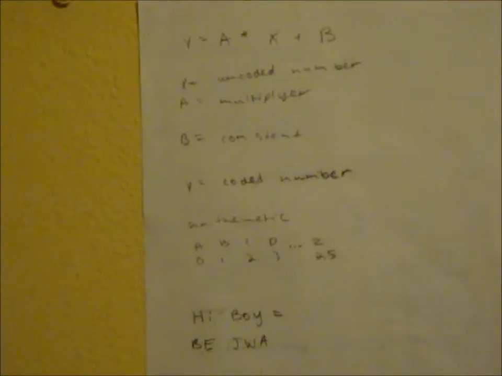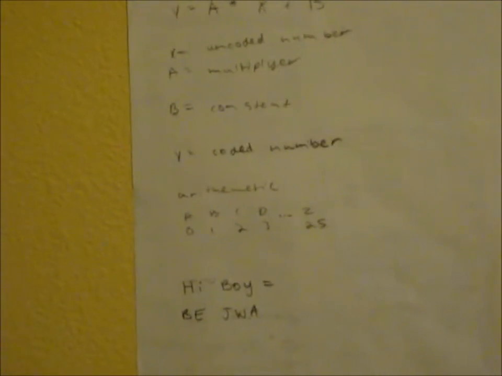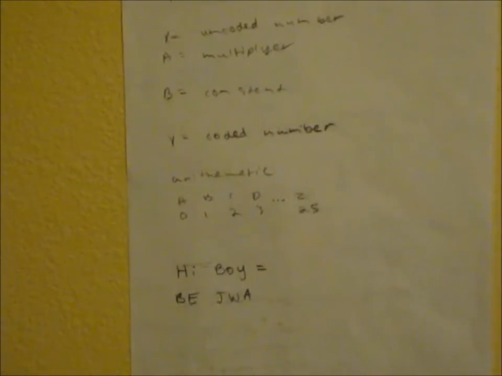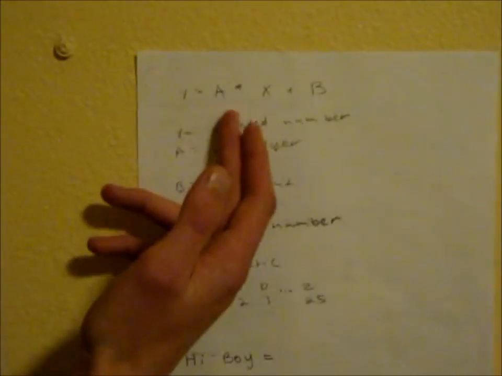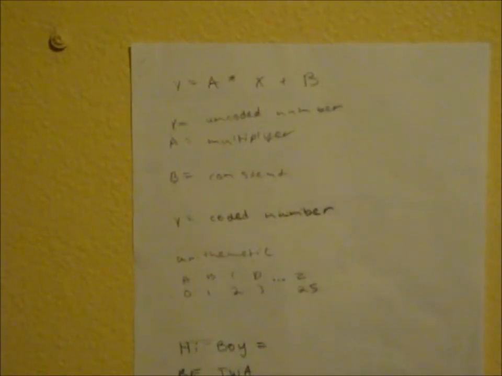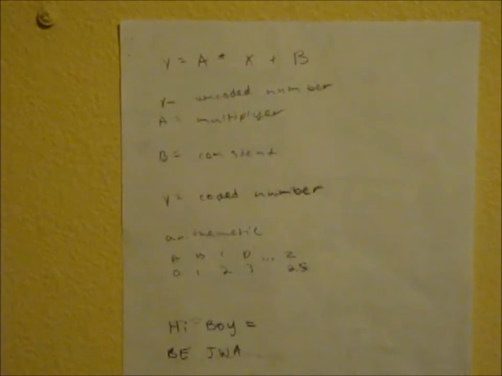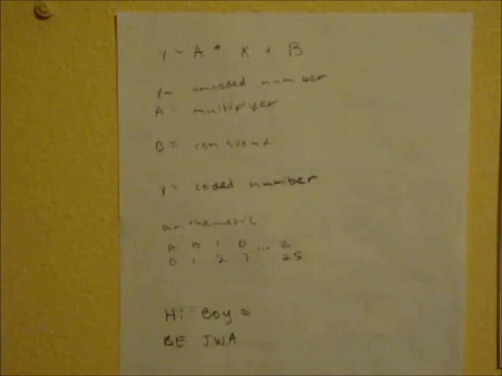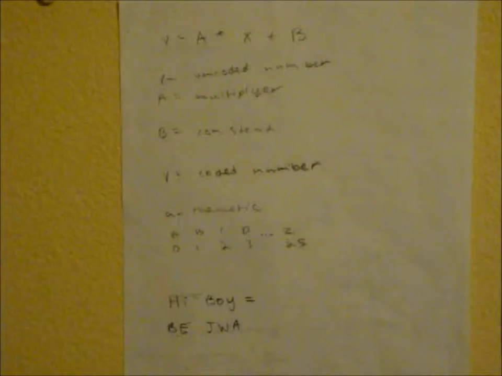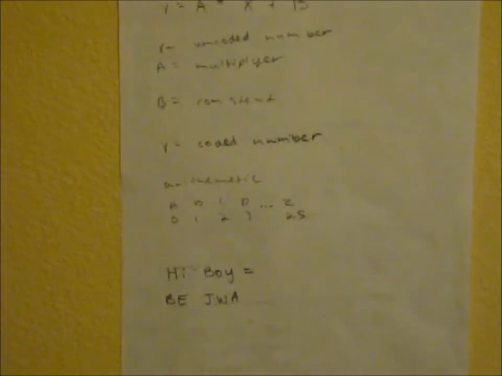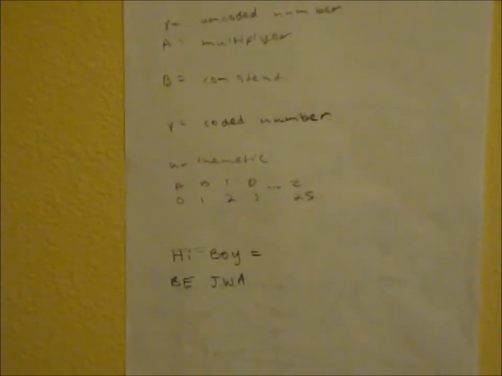So basically what I did is I went on the internet and I found a website that transfers my words into a cipher. So I entered the words H-I-B-O-Y, "highway," and that equaled B-E-J-W-A. It also gave me the formula, y equals a times x plus b, where x is the uncoded number, a is the multiplier, b is the constant, y is the coded number, and this formula is an arithmetic formula, which means a is 0, b is 1, c is 2, and so on and so forth.